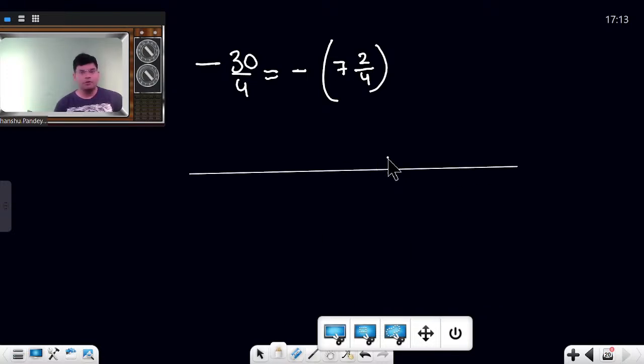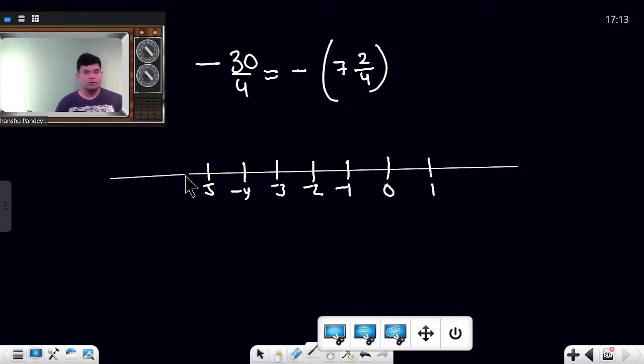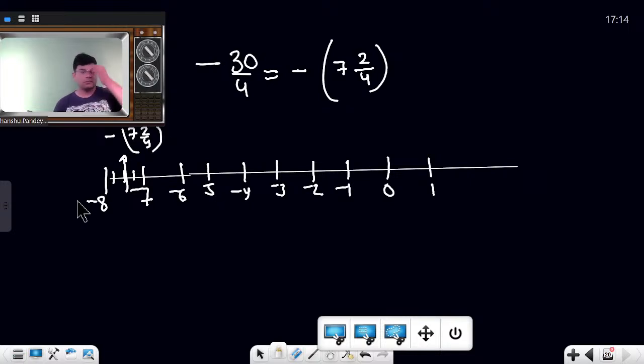So what will we do? We will mark 0. Then we will show 1, and from here we will go up to minus 7. So minus 1, minus 2, minus 3, minus 4, minus 5, then minus 6, then minus 7. Then minus 7 2 by 4. So how many parts? 4 parts. So 1, 2, 3, and the fourth part you will write minus 8. This you will highlight. So minus 7 2 by 4. Any doubt? No, sir. Vihan, is it clear to you? Yes, sir.